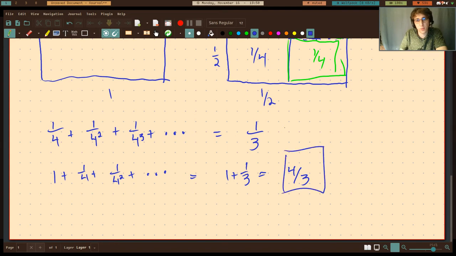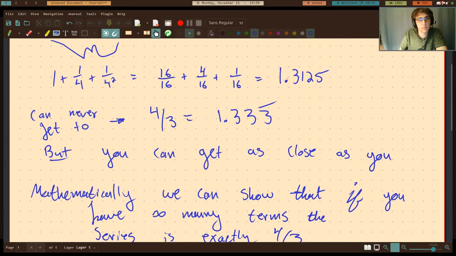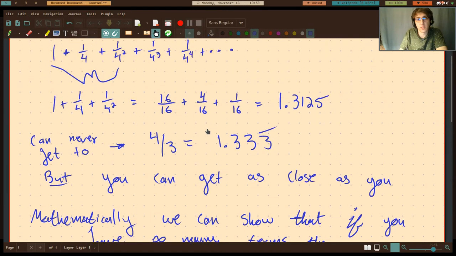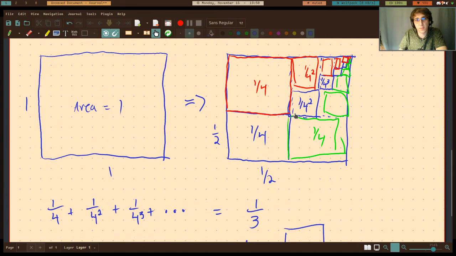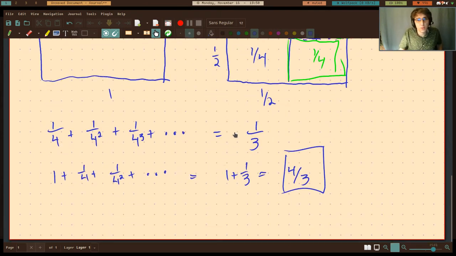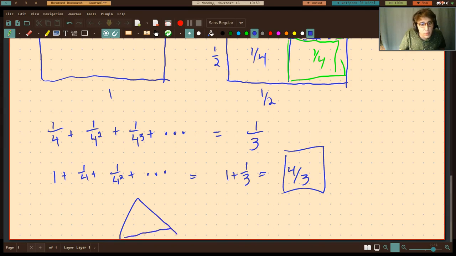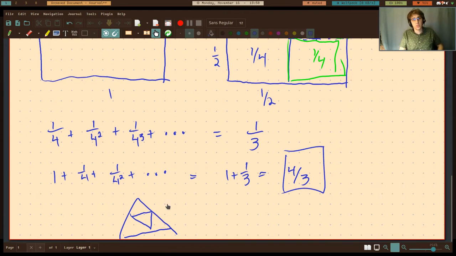So isn't that cool? We showed geometrically that this infinite sum, this geometric series, is equal to 4 thirds. I think that's pretty cool. And some people do this with a triangle. I don't have much room, but the way you do it is you divide the triangle into 4 bits. It looks a little bit like the Triforce. 1, 2, 3, 4 triangles.